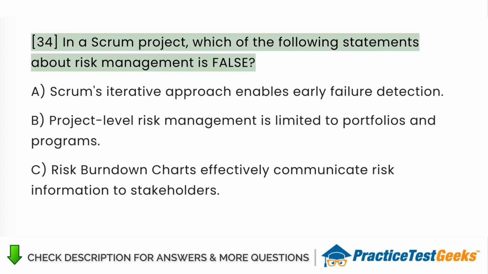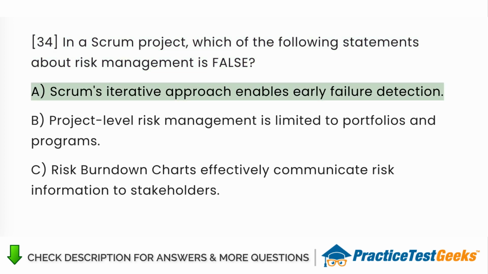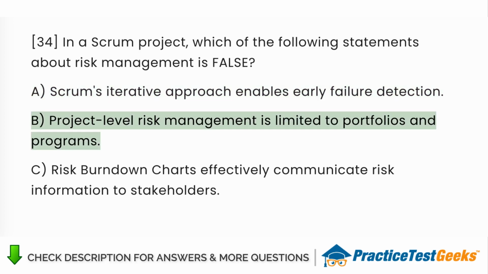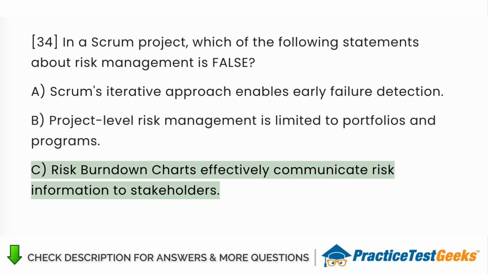In a Scrum project, which of the following statements about risk management is false? A. Scrum's iterative approach enables early failure detection. B. Project-level risk management is limited to portfolios and programs. C. Risk burn-down charts effectively communicate risk information to stakeholders.